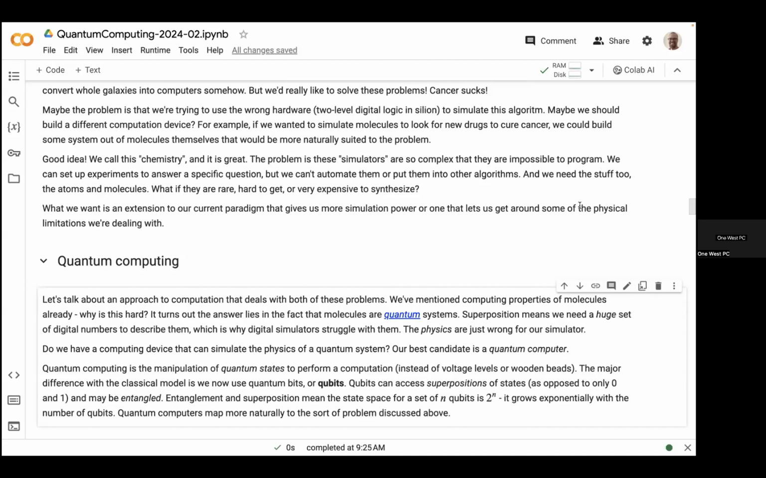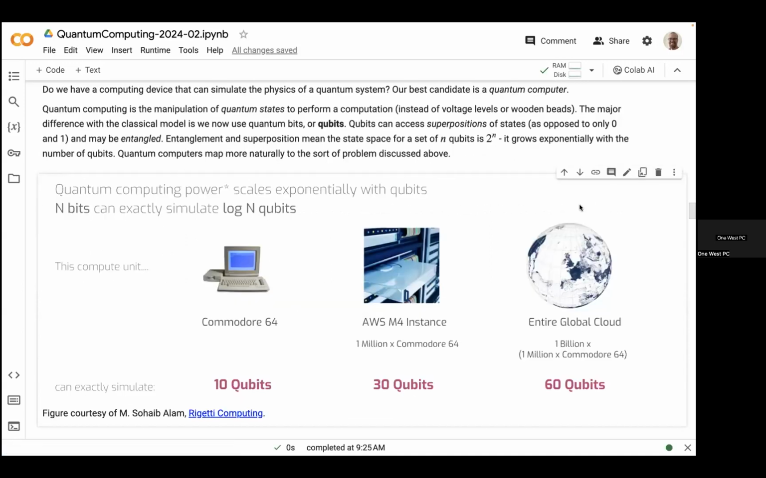If you use quantum states instead of these classical two-level systems, then you can do a lot of cool things. And so the major difference is that now instead of using bits, where a two-level bit of information is encoded in a bit, we have qubits. A qubit is a quantum bit, and they can natively access superpositions of states, and they can natively be entangled in many systems, right? And so quantum computers map very naturally onto some of these types of problems, right?